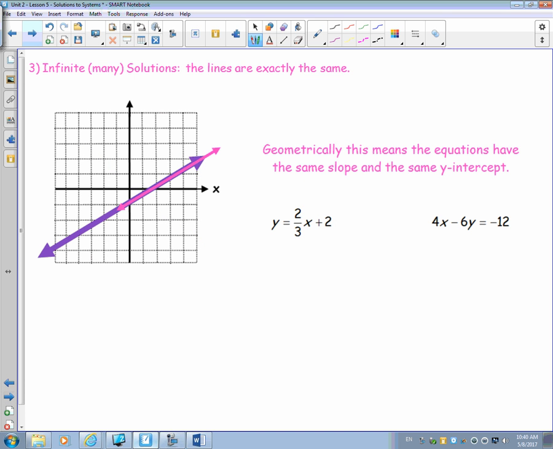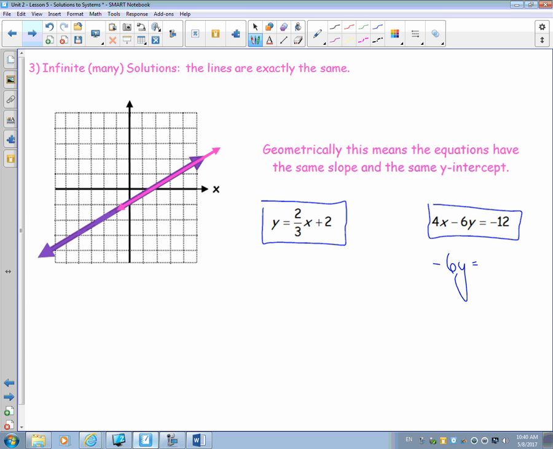In the third situation, which is kind of the tricky one to tell, the two lines intersect infinitely. In other words, they're on top of one another. And this can be kind of difficult to tell sometimes if they're in different formats in particular. So in this first equation here, we got y equals 2/3 x plus 2. But the second one is in a different format.